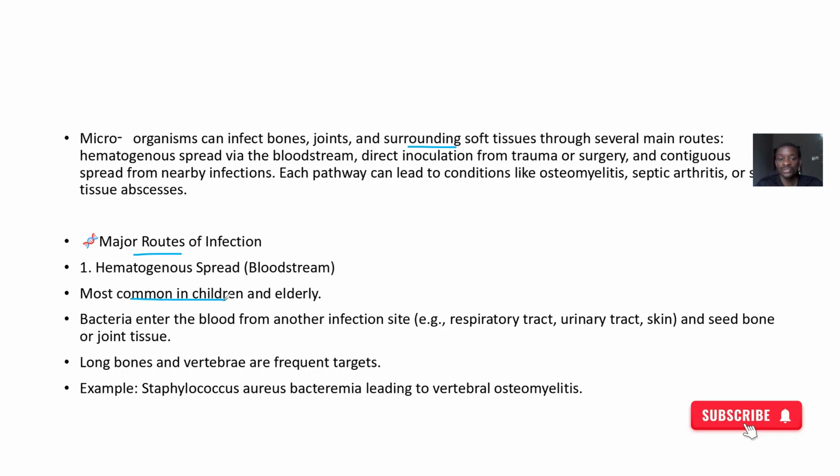So most commonly in children and elderly, bacteria will enter the blood from another infection. It will enter the blood as a means of transport, then it will get to another place. Okay, so long bones and vertebrae are the frequent target sites. So you have infections in the respiratory tract and the urinary tract. Before you know, it's spreading all over the body because the blood is like a major route for transportation.